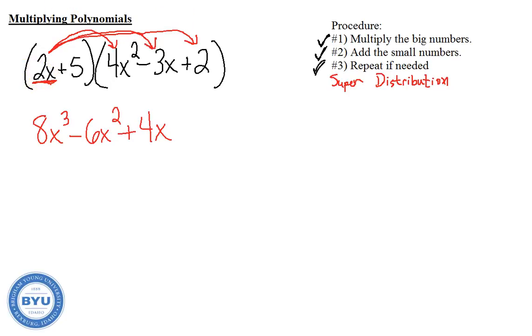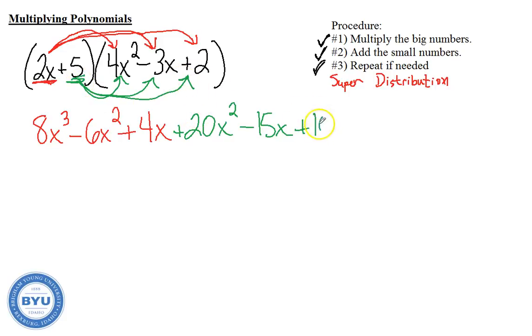Now I need to distribute the 5. This 5 also needs to get distributed into the polynomial. So 5 times 4x squared, well, we multiply the bigs, 20, and add the smalls. Since the 5 doesn't have any exponents, it's just going to be x squared. Here we get negative 15x, and 5 times 2 is plus 10.